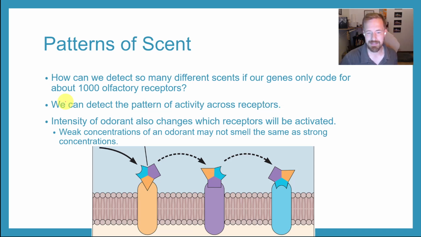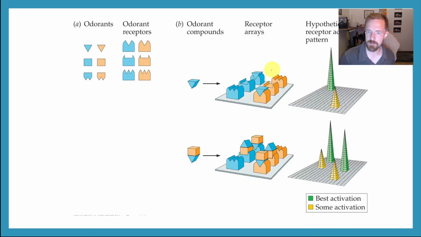My understanding is that we have about 1,000 of them, which means that we have about 1,000 different kinds of receptors here. But why is it the case then that if we have 1,000 receptors, we can smell more than 1,000 different scents? The reason is because we have mixtures.